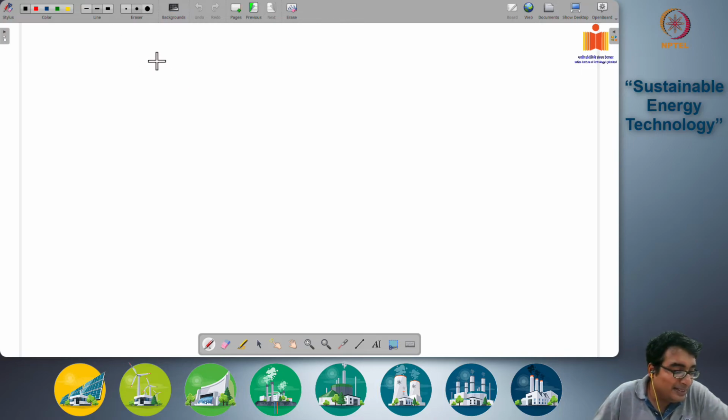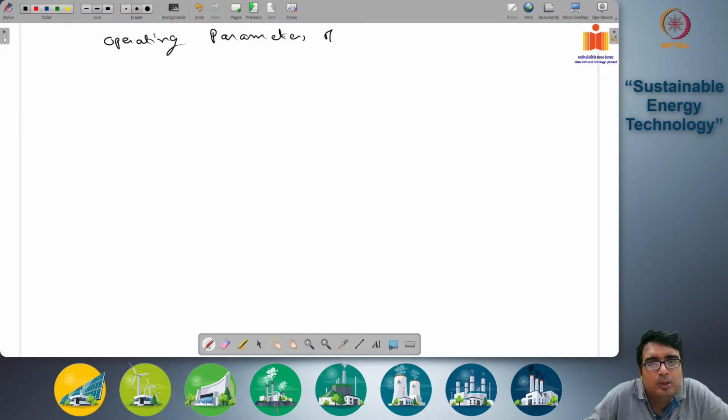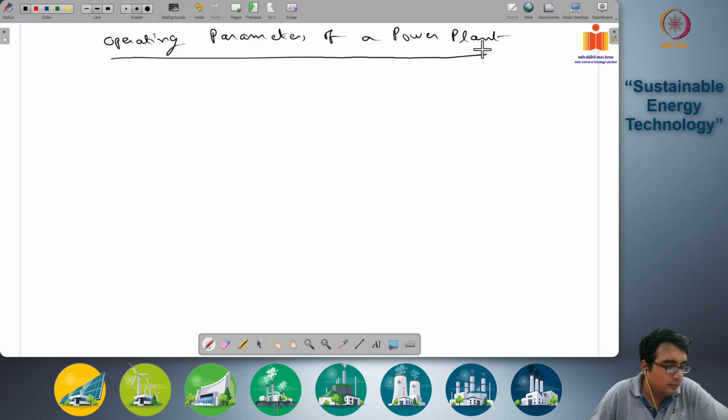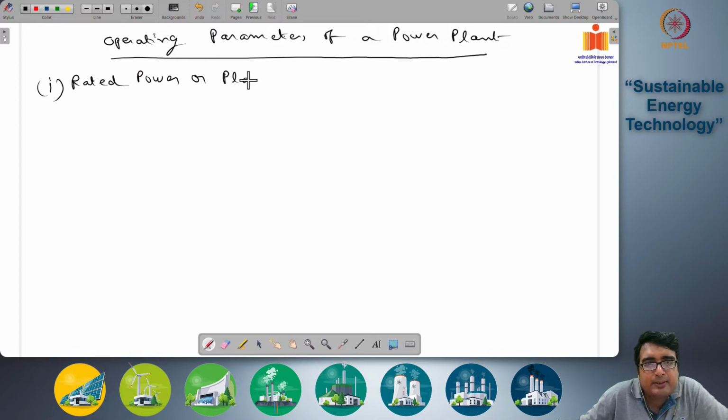So let us discuss certain operating parameters of a power plant. Some of these we have come across before. I am just refreshing it so that we can use it in the next few lectures. So first is rated power or plate capacity.